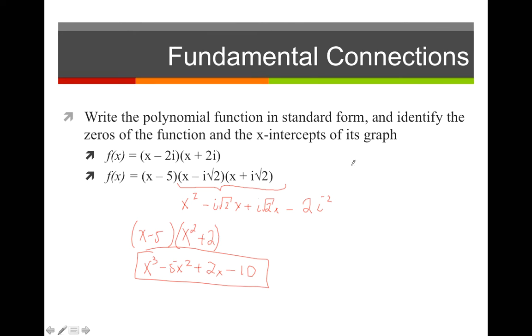Oh, I didn't answer the rest of the questions. The zeros are 5 and plus or minus i root 2. And the only x-intercept is the coordinate (5, 0). That's my x-intercept, because the other ones are imaginary, they're not actual x-intercepts.